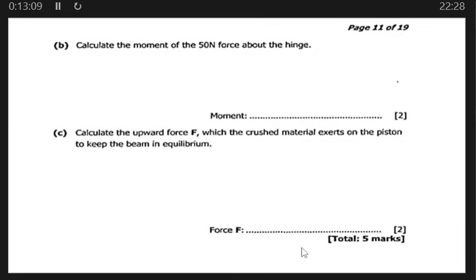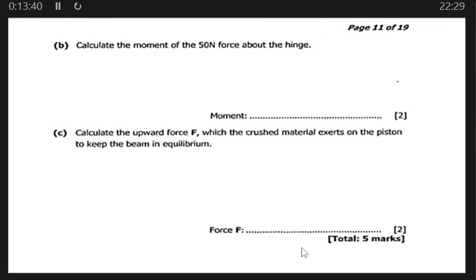All right, so let's go to the next question. Question B says, calculate the moment of the 50 Newton force about the hinge. Before you go ahead in calculating this question, you must first of all understand what a moment is. A moment is actually the turning effect of a force, or the rotational movement of the object caused by a circular force.